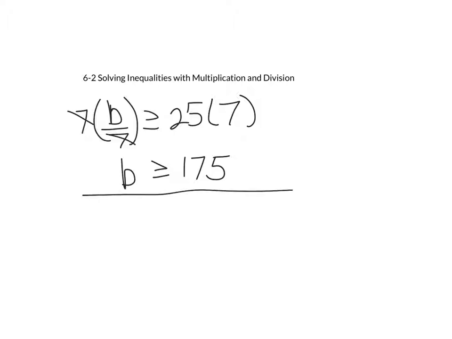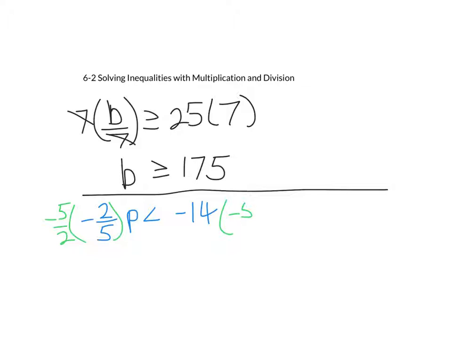Another example would be, what if we had negative 2/5 times p is less than negative 14? Well, what we'd like to do there is multiply both sides by the reciprocal of negative 2/5, which would be negative 5/2. Remember that the 14 is 14 over 1. So over on this side, we get everything to cancel out. We're left with p. On the right-hand side, the 2 will go into 14 7 times. So we have a negative 7 times a negative 5, which is 35.